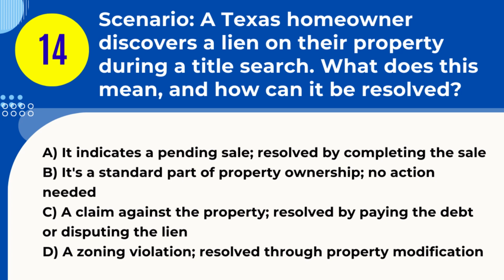Answer. C. A claim against the property, resolved by paying the debt or disputing the lien. Explanation. Discovering a lien on a property in Texas during a title search means there's a claim against the property, usually due to an unpaid debt. The homeowner can resolve it by paying off the debt or legally disputing the validity of the lien.